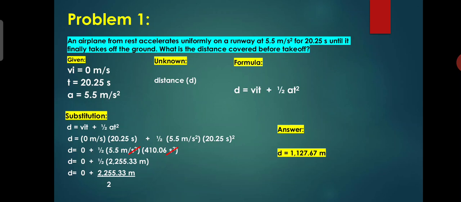Now, it says there 1 half. Okay, 1 half of 2,255.33. So, we are going to divide that by 2. So, our distance now is equal to 2,255.33 meters divided by 2. The answer is 1,127.67 meters as the distance taken by the airplane before it takes off.